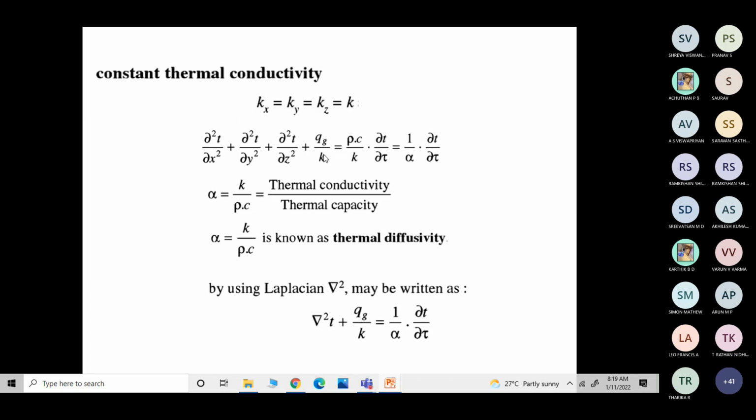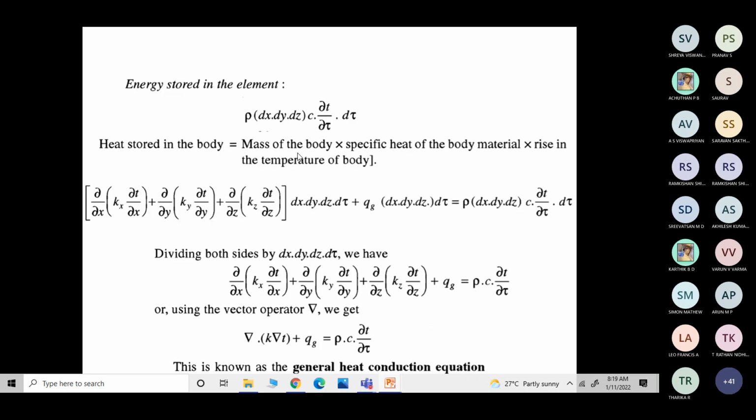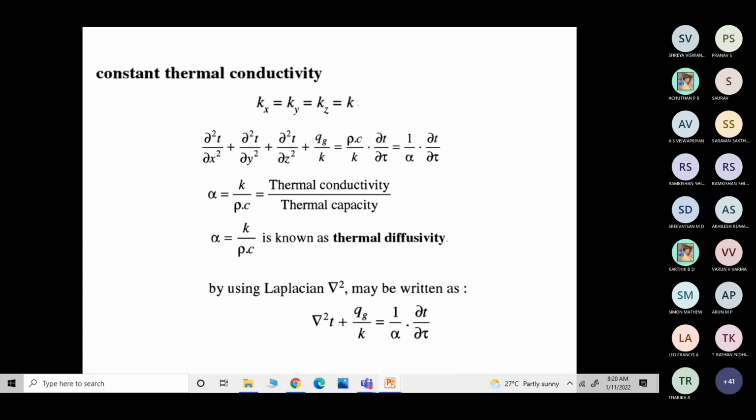So this is the general equation: ∂²T/∂x² plus ∂²T/∂y² plus ∂²T/∂z², which takes care of all three directions x, y, and z, and plus qg by k, which takes care of the internal heat generation. On the right hand side is the stored energy. I already told you the energy stored is calculated as m cp del T. The mass is substituted as density into volume, since density equals mass by volume. Specific heat capacity is capital C, and the rise in temperature is ∂T/∂t.